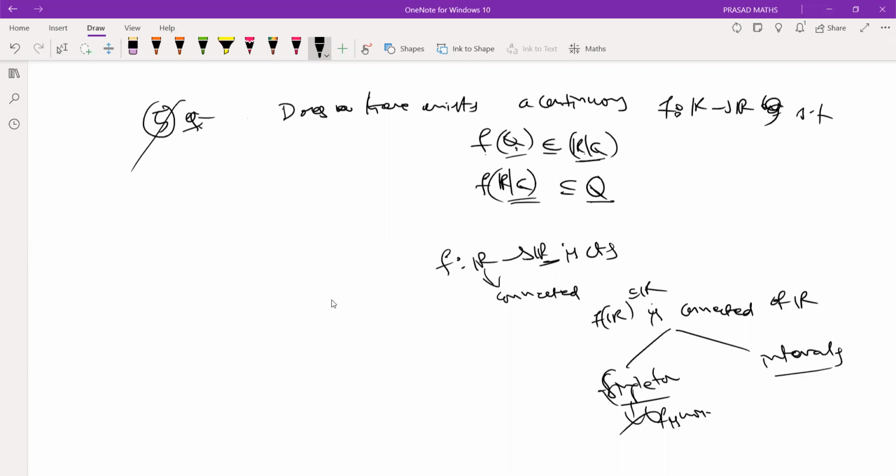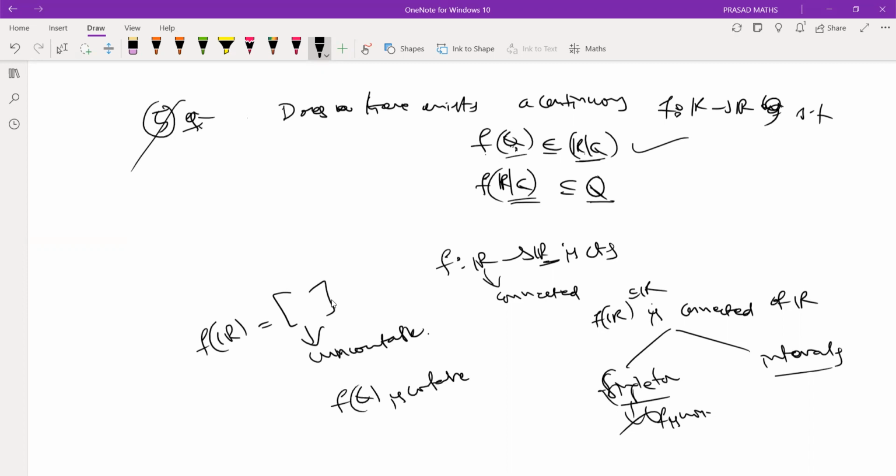Right? F of R must be an interval. Yes or no? F of R must be an interval, any interval. So any such interval should be an uncountable set. Right? One way, it is uncountable. Second way, look at this. You know, this Q is countable. The image of a countable set is countable. Therefore, f of Q is countable.